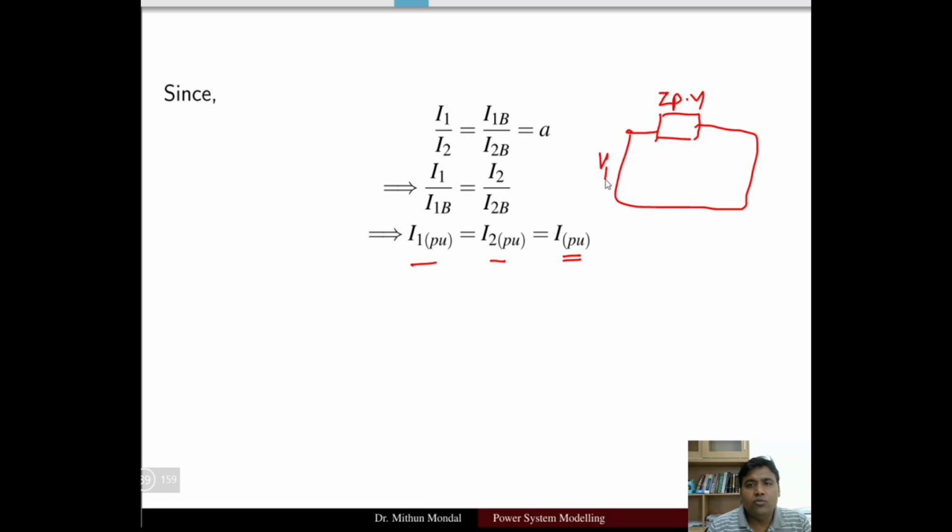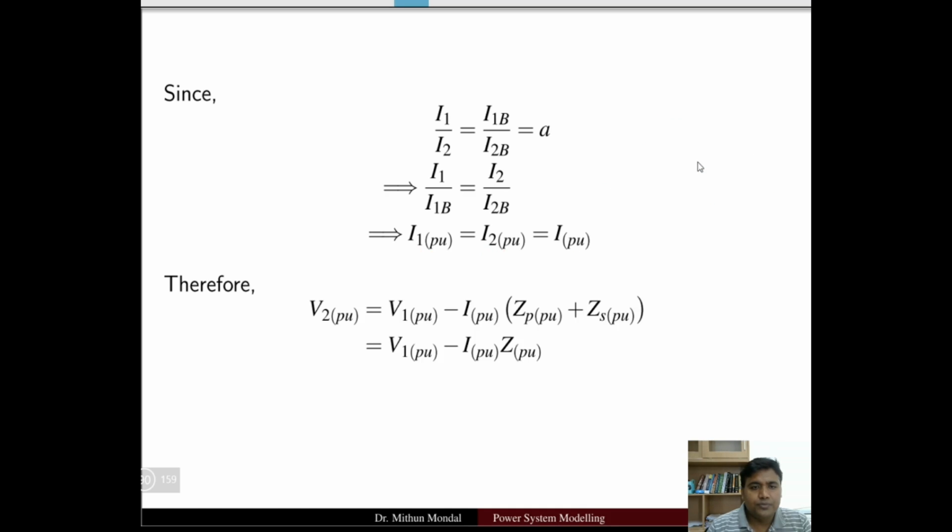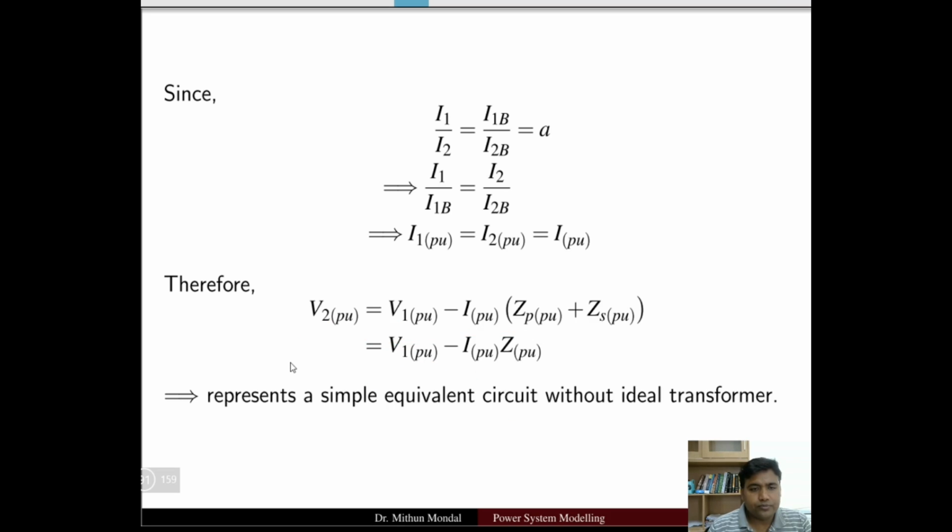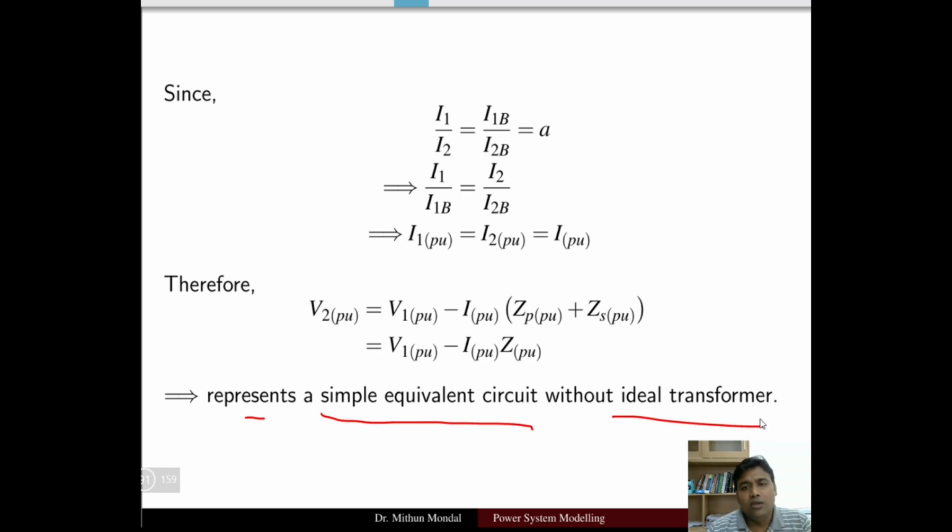So here you have V1 per unit and here you have V2 per unit. The current per unit is the same, which means only one current is flowing through the entire system. Similarly, after calculations we get V2 per unit equal to V1 per unit minus I per unit into Z per unit. This is the KVL equation of a single loop, so it represents a simple equivalent circuit without an ideal transformer. Whenever we convert a transformer representation into the per unit system, the ideal transformer vanishes.